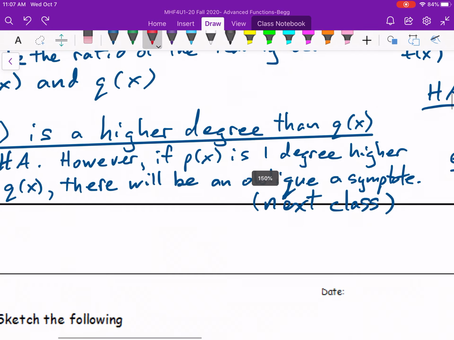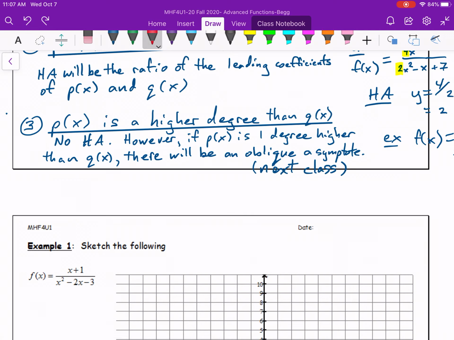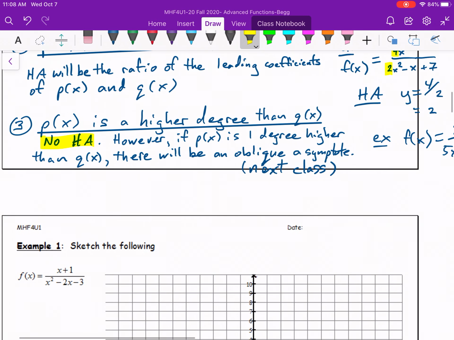And the last possible scenario is if we have a higher degree in the numerator than in the denominator. In that case, we're not going to have a horizontal asymptote at all. However, there's another subcase of this, and that would be if the numerator is exactly 1 degree higher than the denominator, what we're going to have is something called an oblique asymptote, which we'll talk about in the next lesson. But really, an oblique asymptote is a slanted line.